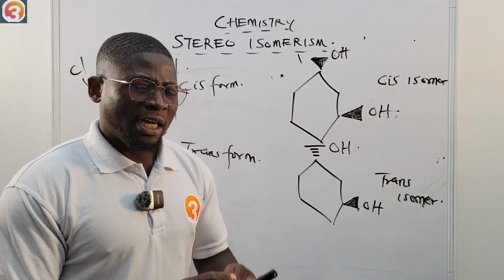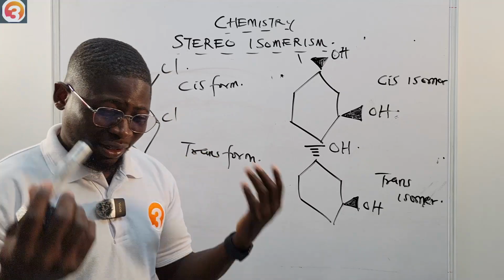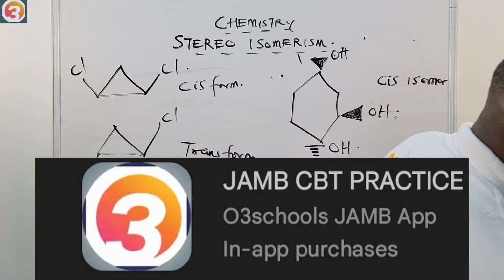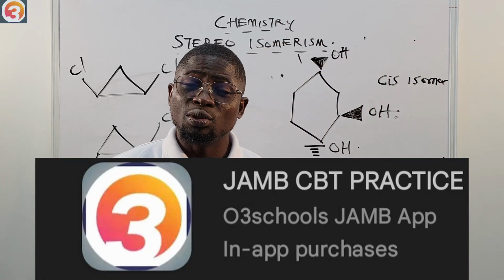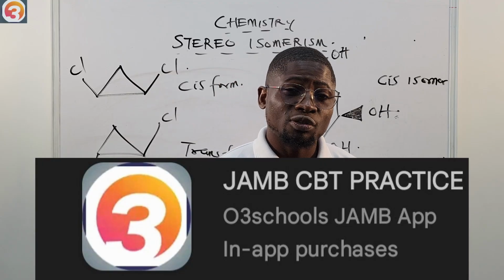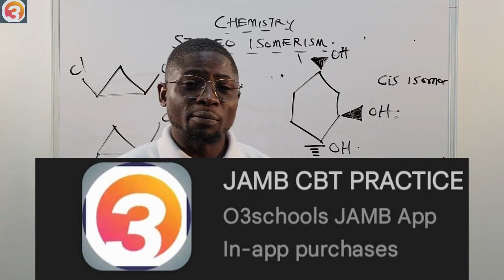Please, I'm going to go to the O3 School JAMB app immediately, and we answer a question from it so that we can get an overview of how JAMB can set questions. Okay, let's go to the application. Like I said, please go and get your O3 School JAMB app immediately. Get it immediately and start practicing your way to success. In the next class, we're going to be looking at optical isomerism.